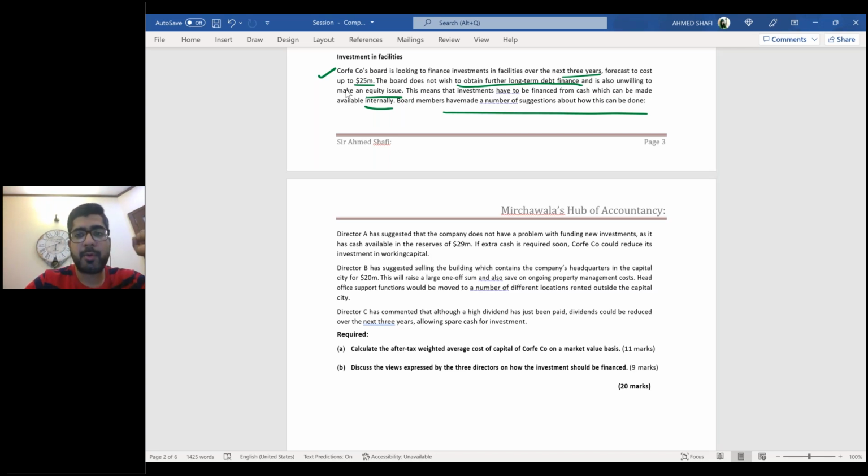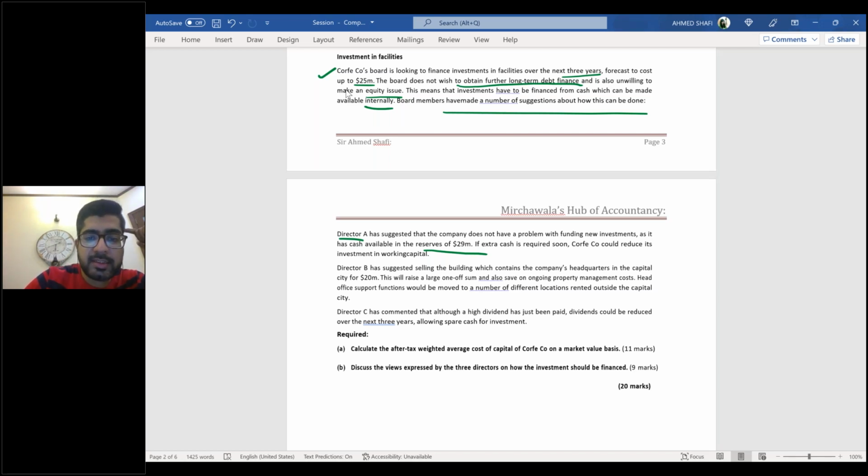Board members have made a number of suggestions. Director A has suggested the company does not have a problem with funding new investments as it has cash available in the reserves of 29 million. As you can see in the balance sheet, there is cash available of 29 million. So Director A says use that.